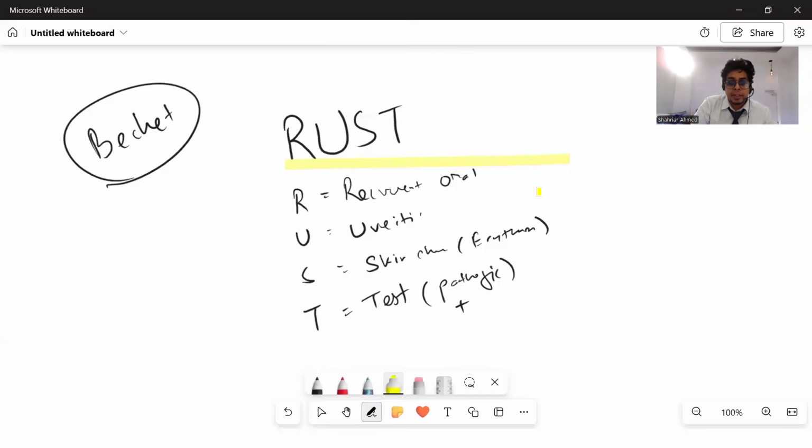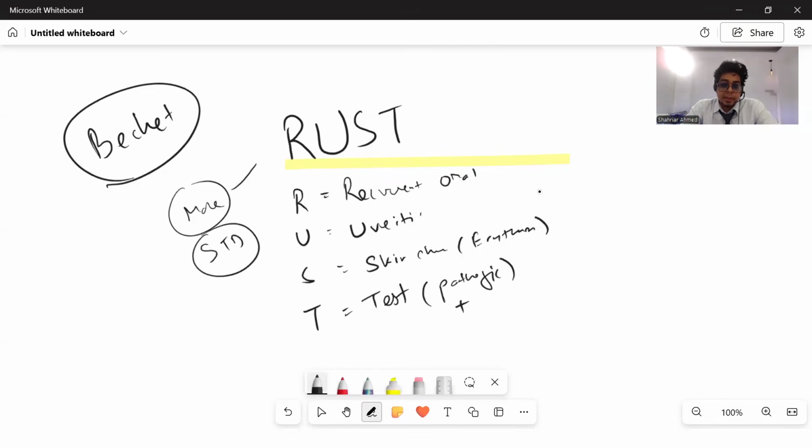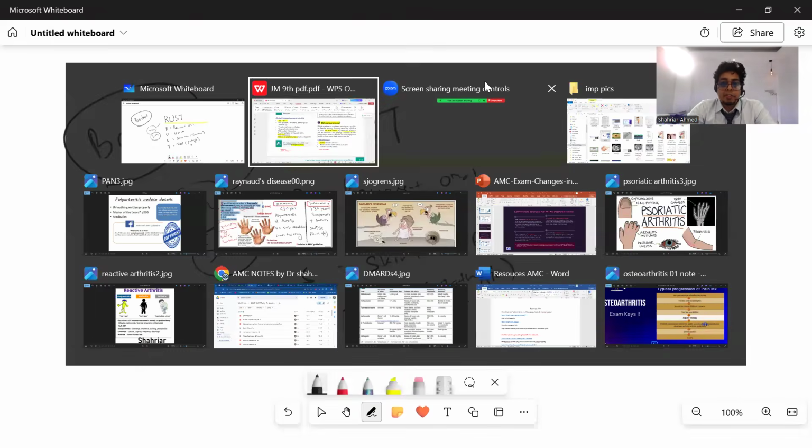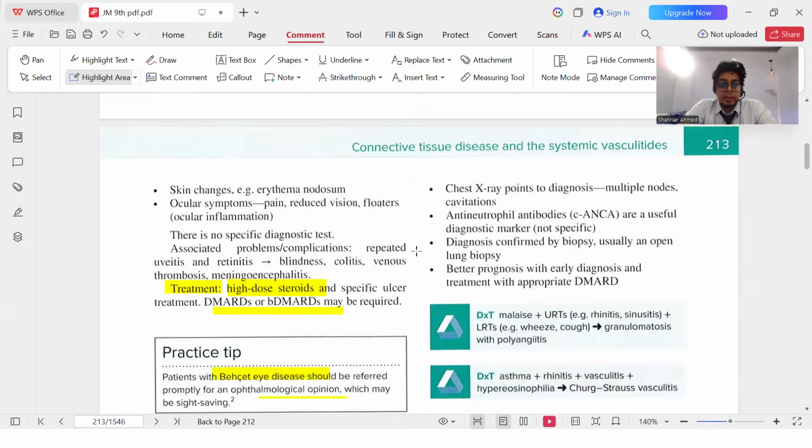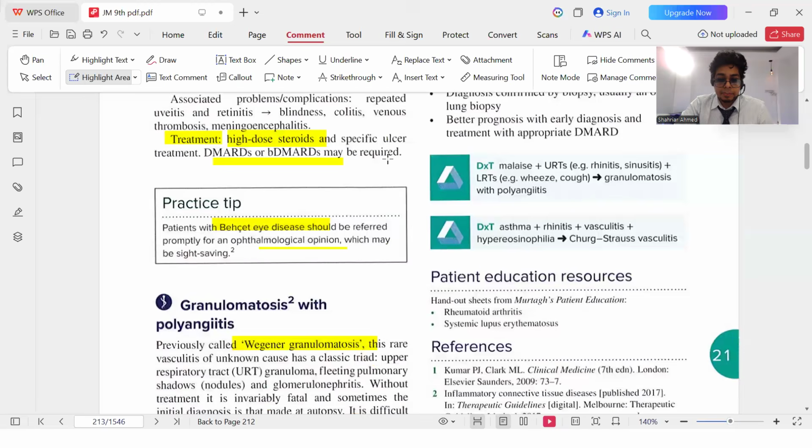A few more lines. It is more common in males, 2:1, but it can also happen in females. It can often be related to STD exposure, with genital findings and arthritic features, of course. So that goes with Behçet. You need a high dose of steroid for Behçet, page 213, and disease-modifying anti-rheumatic drugs.